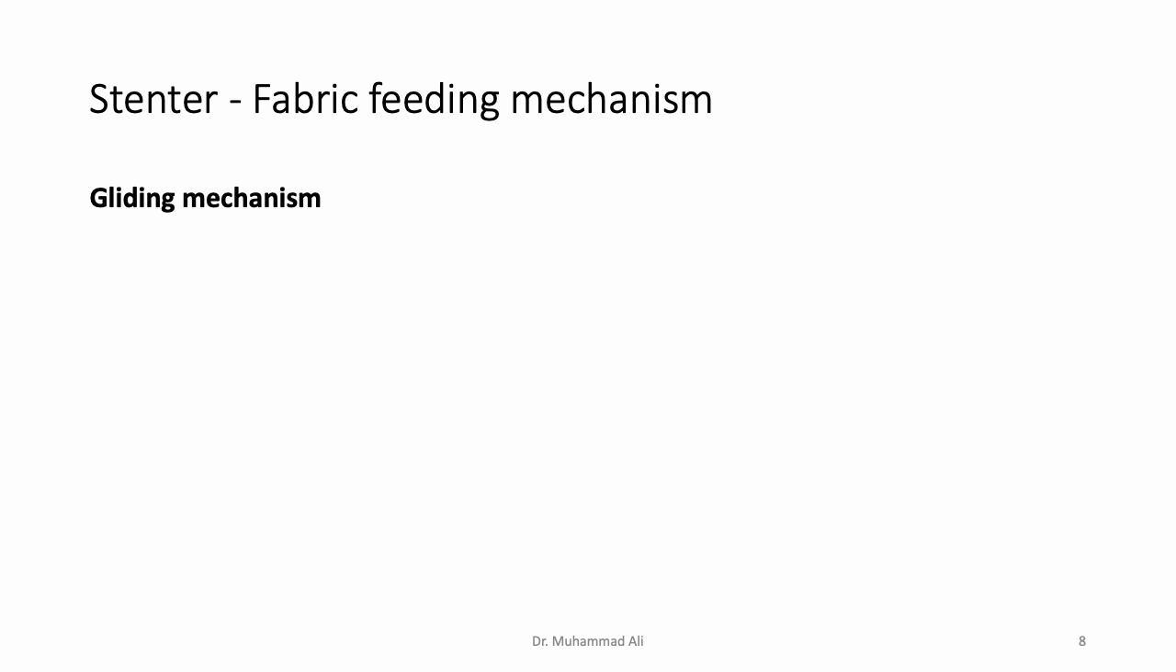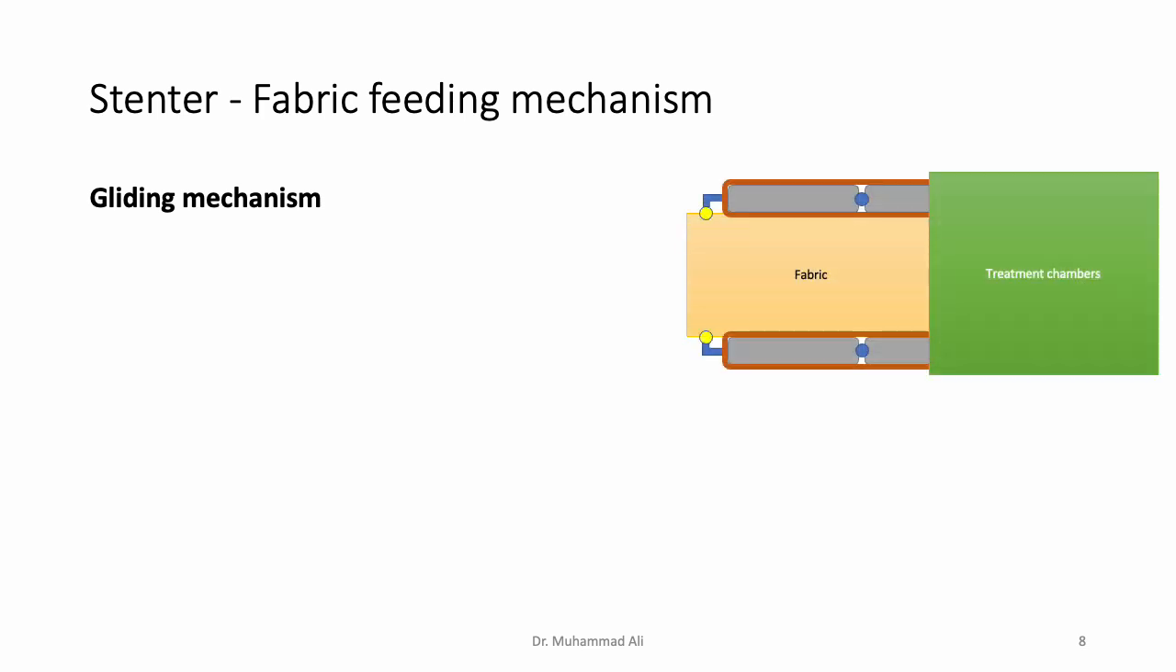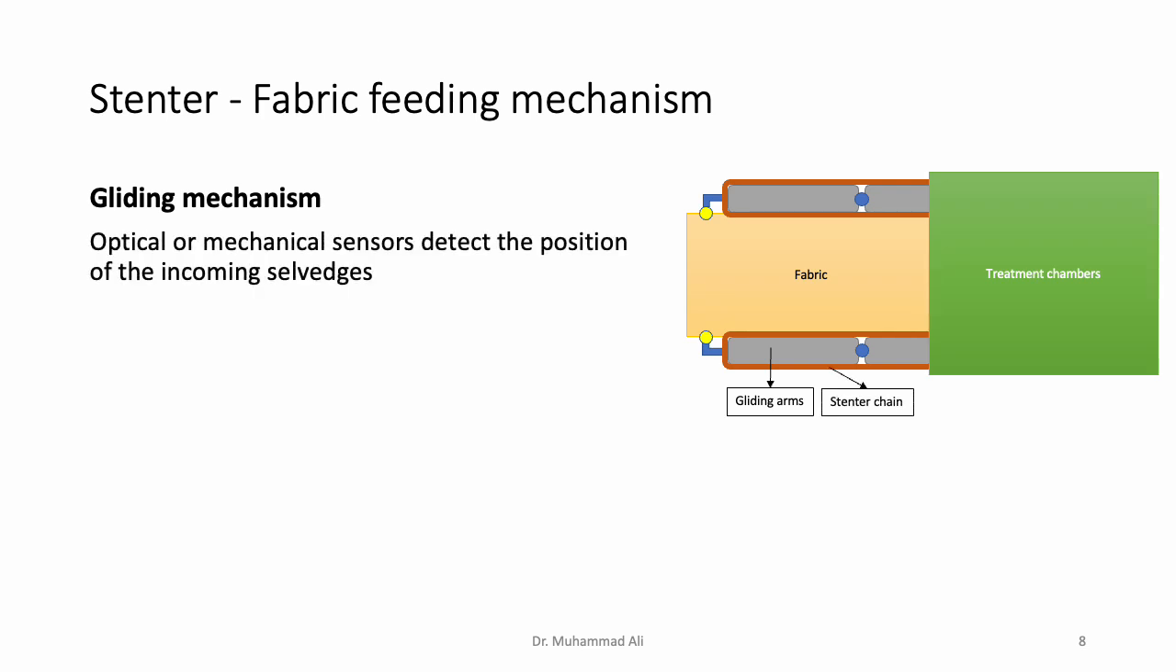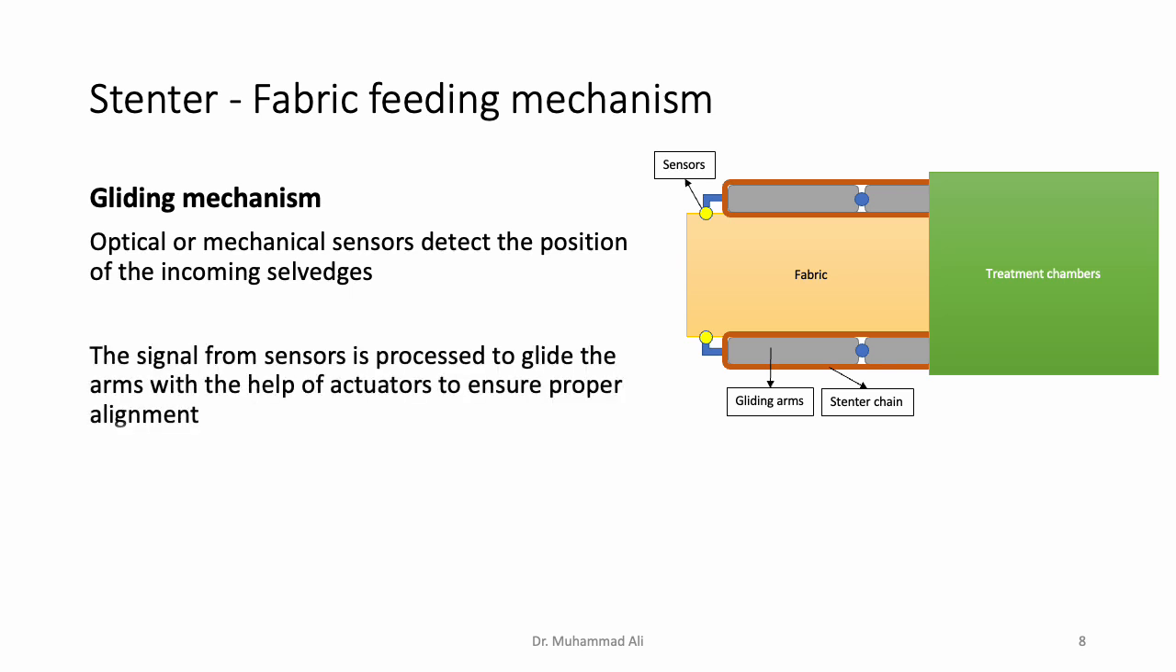So let's look at the working of the gliding mechanism in a bit more detail with the help of a few schematics. So here is another top view of a Stenter schematic, and we have the gliding arms sticking out of the treatment chambers and the Stenter chain running on the gliding arms. Optical or mechanical sensors can be used to detect the position of the incoming selvedges, and these are the sensors that we are referring to. So right at the entry of the gliding arms, there are sensors which detect the fabric selvedges.